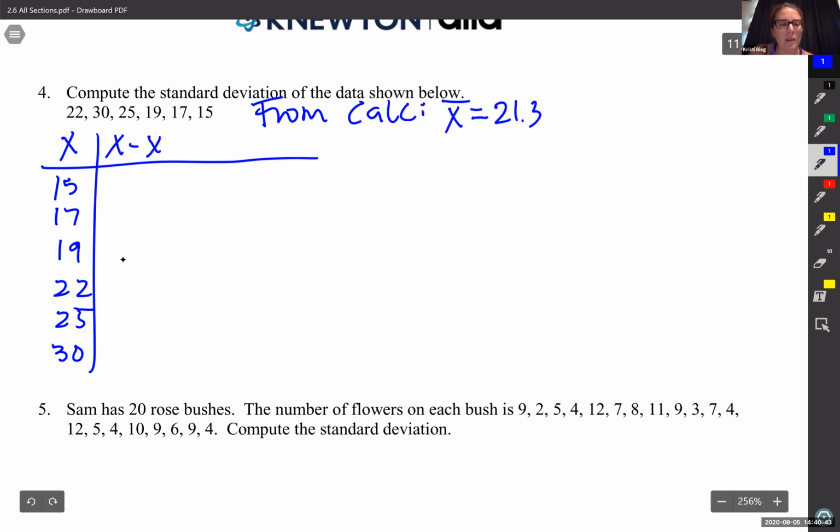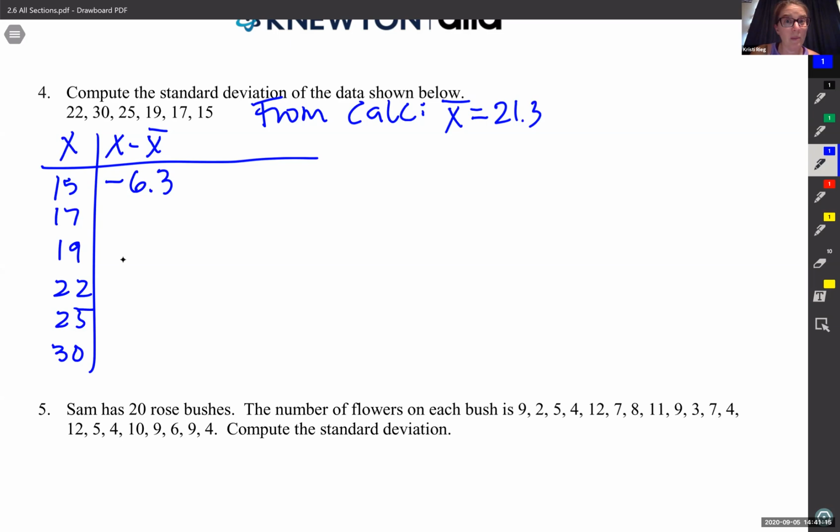Okay, next I want to subtract X minus the mean. So for the first one, I'm just going to do 15 minus 21.3. There it is, 15 minus 21.3, and I got negative 6.3. All right. And repeat. Subtract 17 minus 21.3.